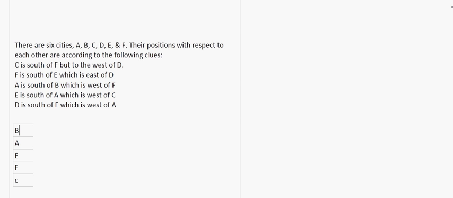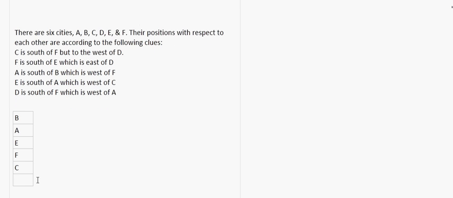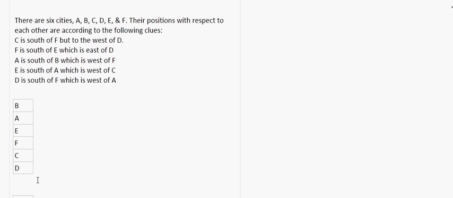A is south of B, right? So A is below B. And finally the last statement says D is south of F. Now A is also south of F and D is also south of F. So the possibility can be D here, right? So D is south of F, or it can be D here and C here, right? So there are 2 cases.